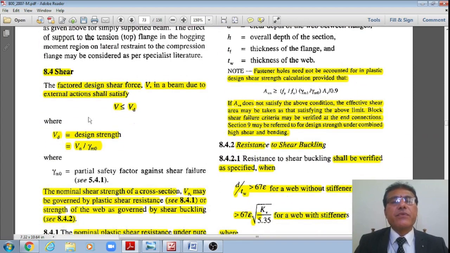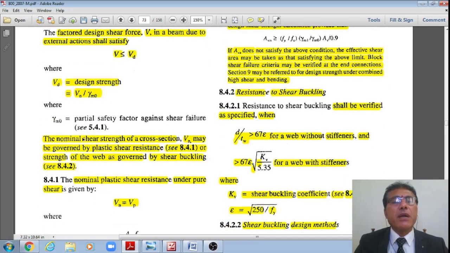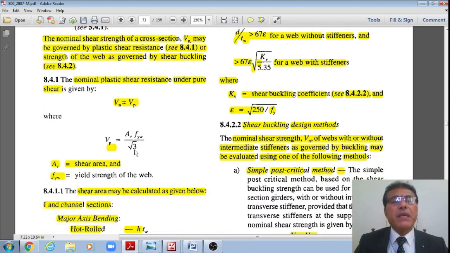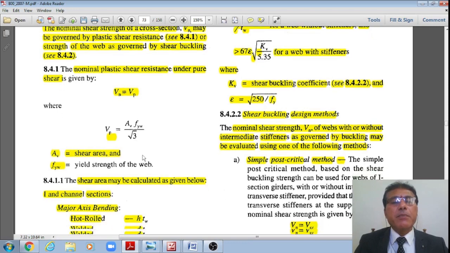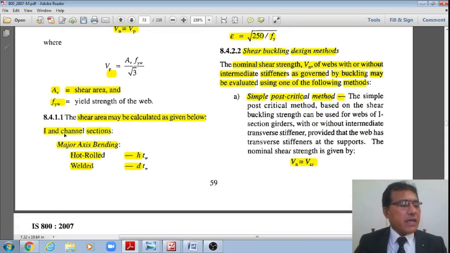The factored shear force V in a beam due to external actions should be less than VD, where VD is equal to Vn divided by gamma m naught, the partial safety factor for shear failure, and Vn is equal to Vp is equal to AV Fyw divided by root 3, where AV is the shear area and Fyw is the yield strength. For I sections and channel sections, which are hot rolled sections bending about the major axis, the shear area AV is given by H, the depth of the web, multiplied by its thickness. AV is nothing but H multiplied by TW.